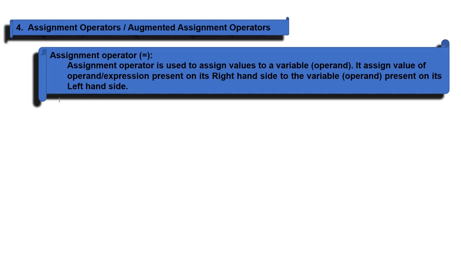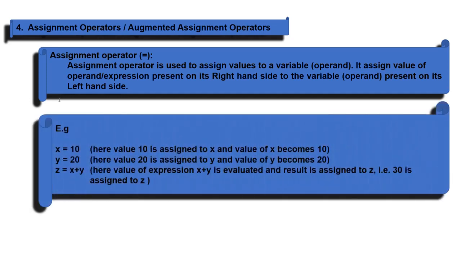So on the right hand side of the operator, you can have a value, you can have an expression, you can have another variable containing a certain value. In all the cases, the values from the right hand side will be assigned to the variable present on the left hand side. For example, x is equal to 10. 10 is a value which is assigned to the variable x. 10 is present on the right hand side of the operator, x is present on the left hand side of the operator. x is a variable, so 10 is assigned to x.